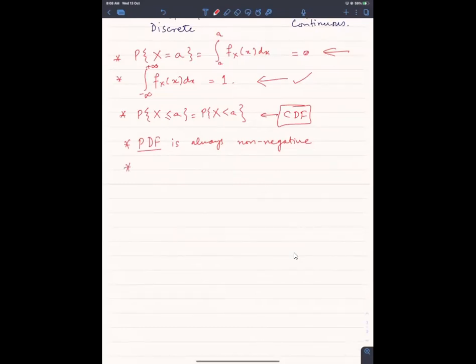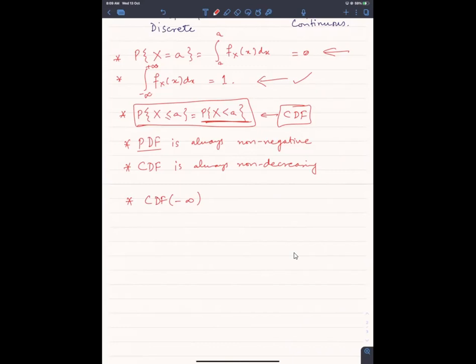What that also means is that probability X less than equal to A or probability X less than A, which is CDF, is always non-decreasing क्योंकि probability negative नहीं हो सकती, इसलिए ये non-decreasing होगा. And CDF evaluated at minus infinity. What is the probability that the random variable takes a value less than equal to minus infinity?